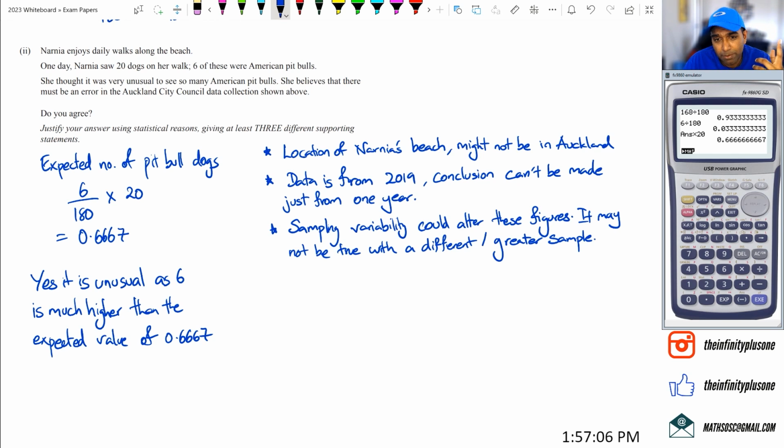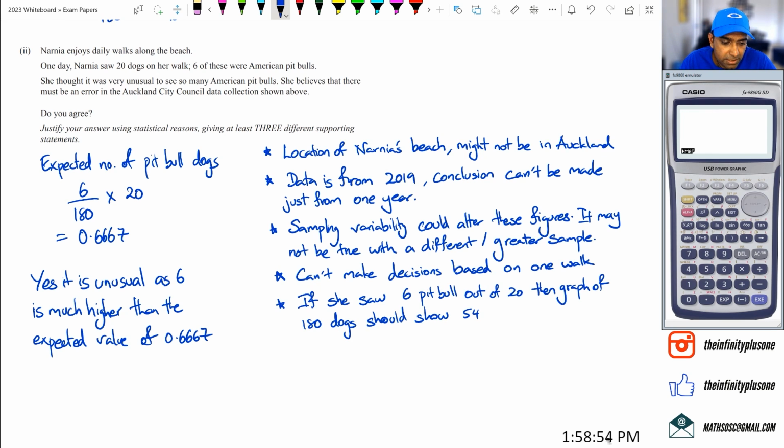The next thing is sampling variability. Of course, this could have completely changed the figures, because you never know what would happen if you have a bigger sample or a different sample. So it might not actually be true at all. And of course, you can't really make decisions based on one walk as well. So that's something else to keep in mind.